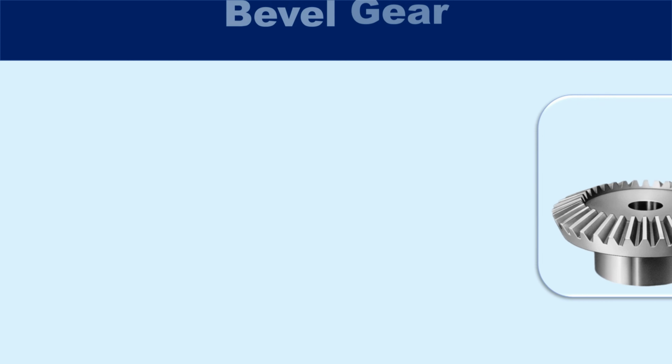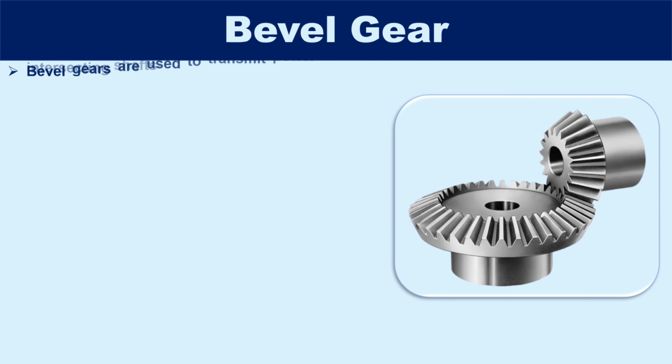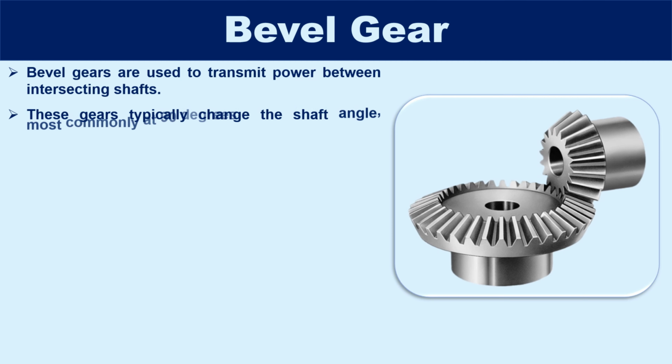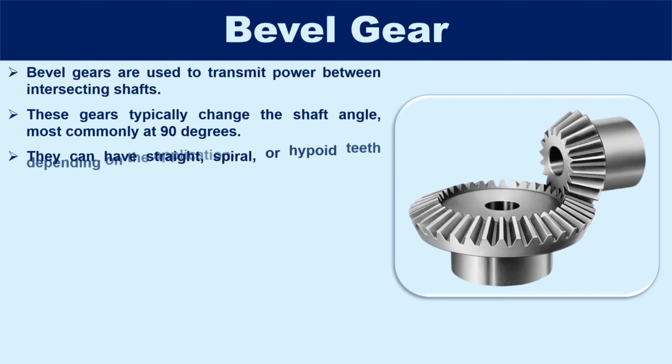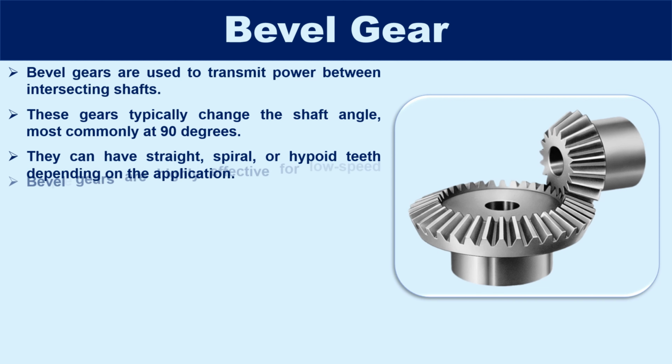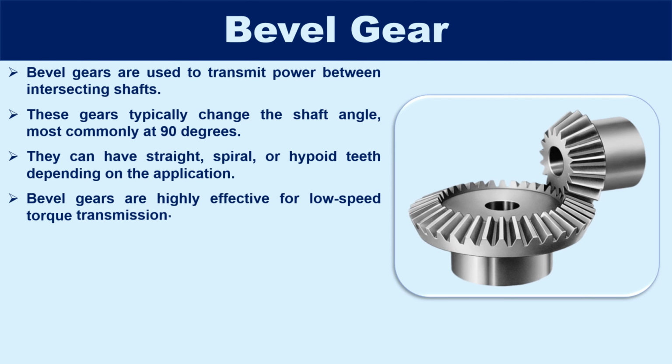Bevel gear. Bevel gears are used to transmit power between intersecting shafts. These gears typically change the shaft angle, most commonly at 90 degrees. They can have straight, spiral, or hypoid teeth, depending on the application. Bevel gears are highly effective for low-speed torque transmission.